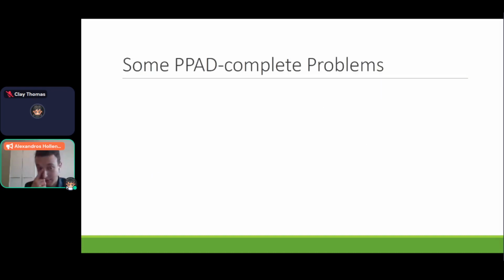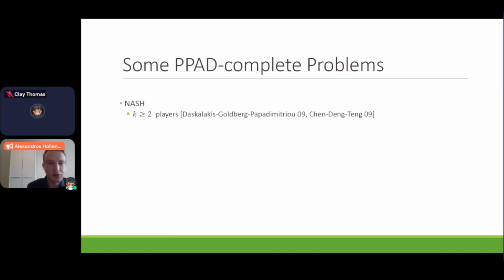So let me start by listing some PPAD-complete problems. Paul already mentioned some of them. So the most famous one probably is the computation of a Nash equilibrium, that I'll just call the Nash problem. So that was proved to be PPAD-complete for a constant number of players, even 2 players.